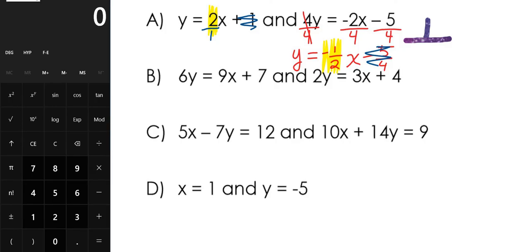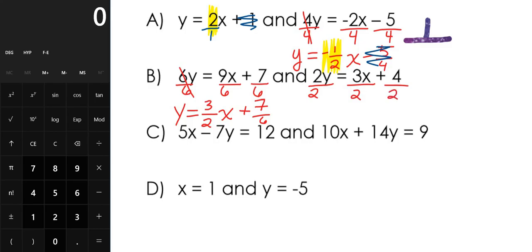Okay, B. 6y equals 9x plus 7. Well, not in y equals form. Let's divide out the 6. So we have y equals 9 and 6 can be divided by 3. So let's simplify. It's 3 over 2x plus 7 over 6. Next one, 2y equals 3x plus 4. Well, let's divide out that 2. So y equals 3 over 2x plus 2.